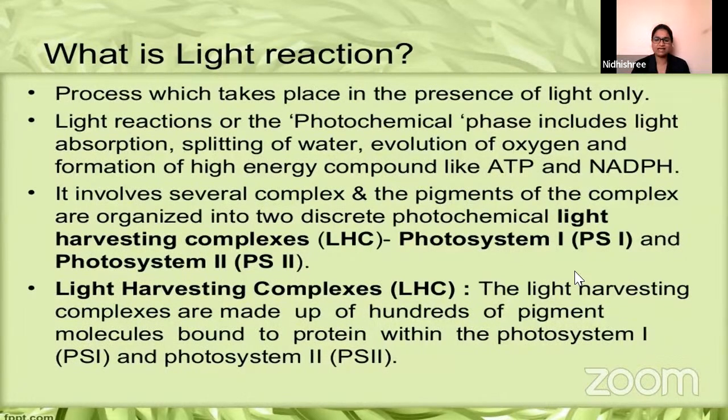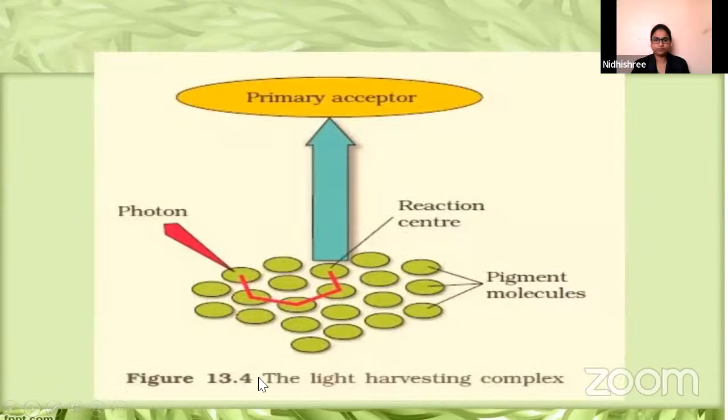We have two in the light reaction, photosystem 1 and photosystem 2. The light harvesting complexes are made of hundreds of pigment molecules. Please remember, it is made up of hundreds of pigment molecules bound to protein within photosystem 1 and photosystem 2.